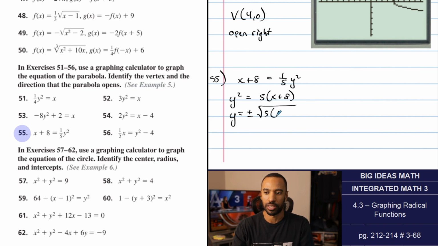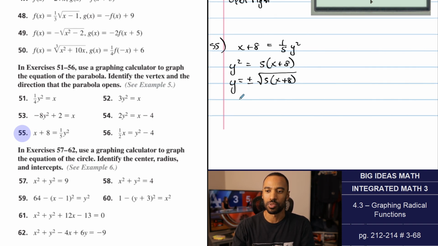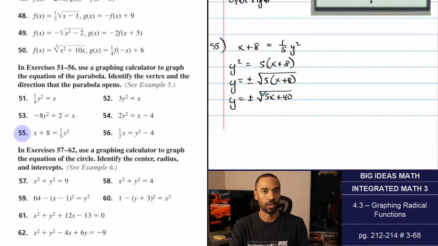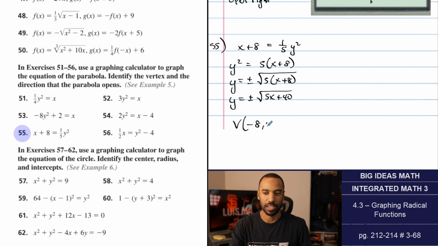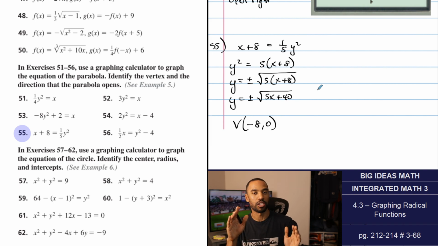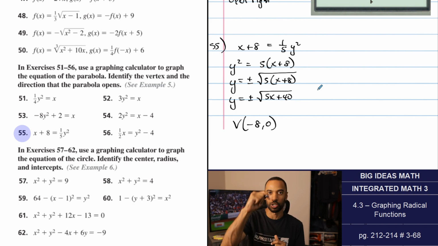So this is horizontally compressed by a factor of 5. Let's do this. I'll write it as plus or minus square root of 5x plus 40, and we will write that in the graphing calculator. But where's the vertex going to be? Is it going to be at negative 8, 0 or negative 40, 0? It's going to be at negative 8, 0. It's horizontally compressed by a factor of 1/5, so it's going to be a taller graph like that, and it's going to open to the right.